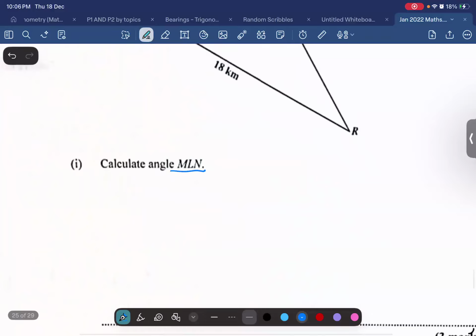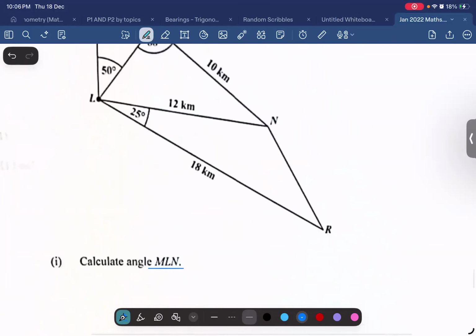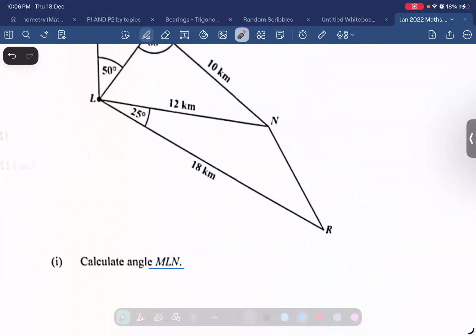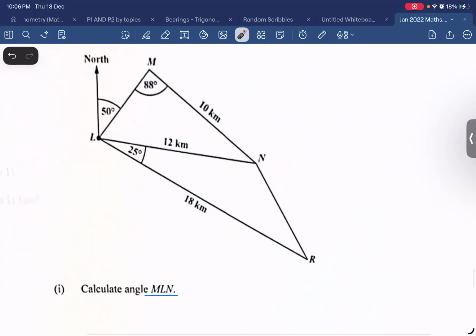Now, guys, people in the Zoom meeting, do you all understand what this notation means? A lot of students don't understand it. When they say MLN, what angle are they talking about? Angle L. Yes. And guys, if you're confused, this is the easiest way to figure out what angle they're talking about. MLN. Where does it look like the angle is forming? Tell me, guys.